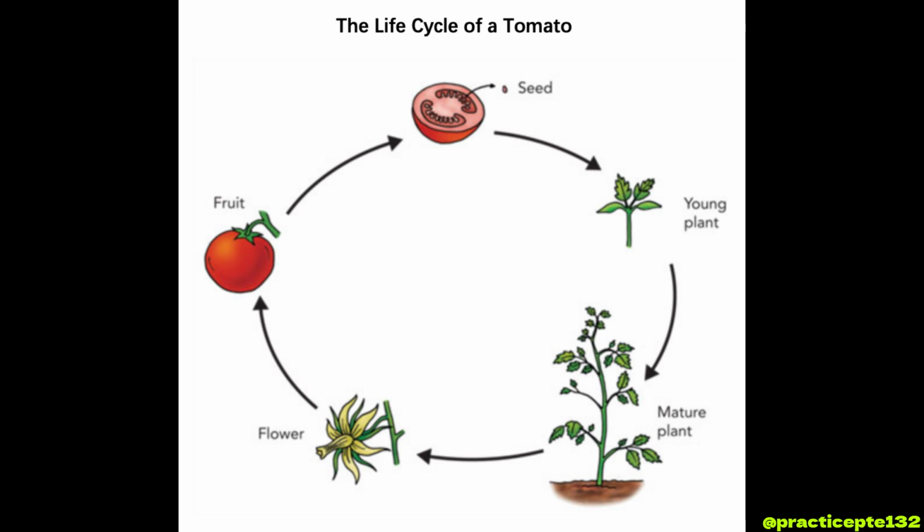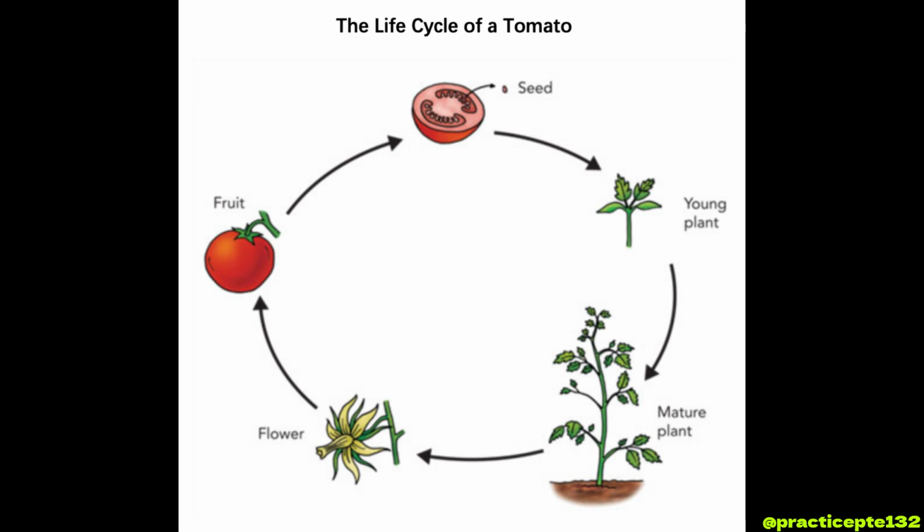The following graph gives information about how a tomato seed can become a tomato plant. It shows how the process is done. The steps include tomato seed, a young plant, a mature plant, a flower, and a fruit. According to this graph, the first step is tomato seed, which is in a tomato fruit cut in half.